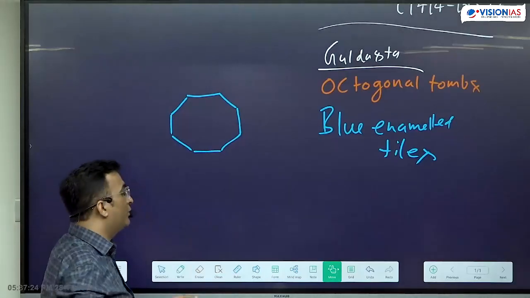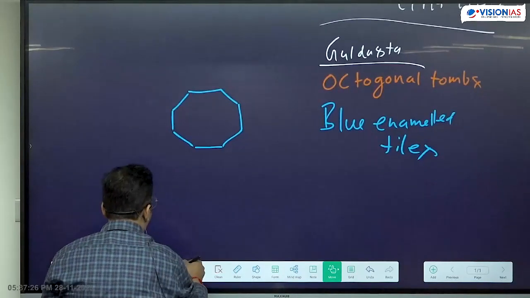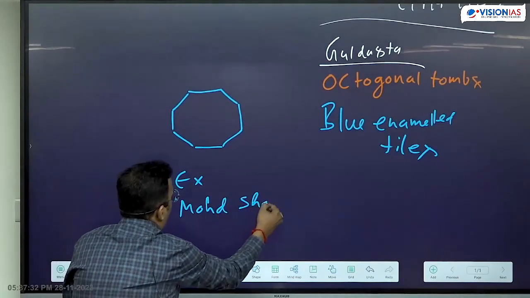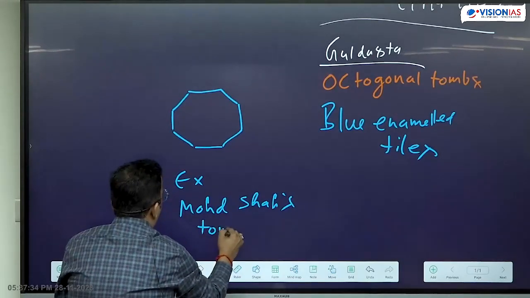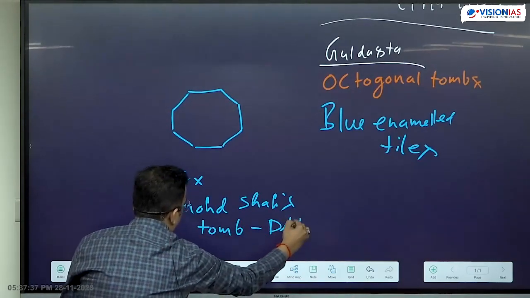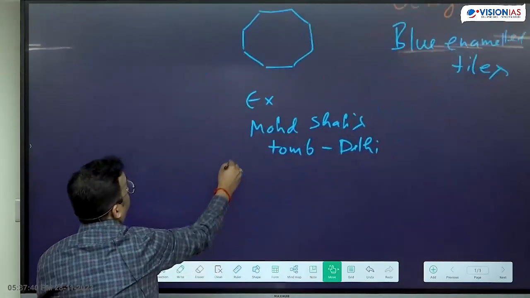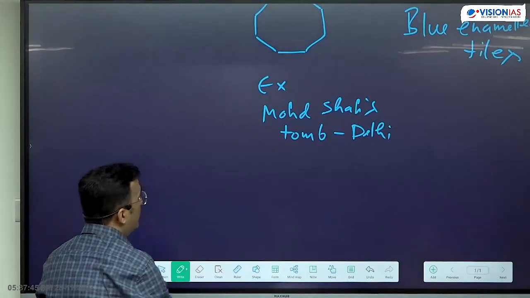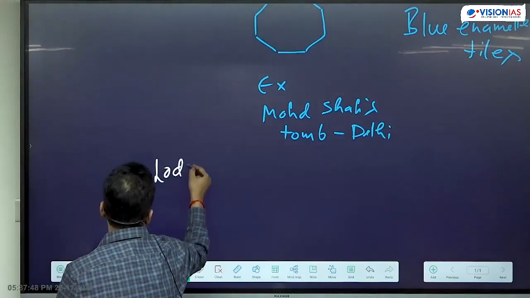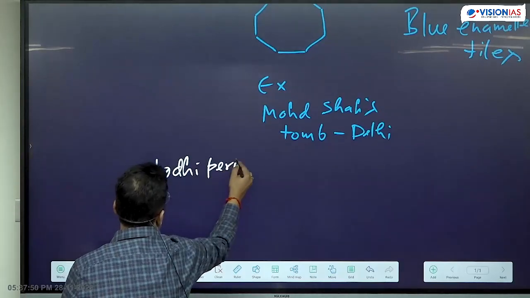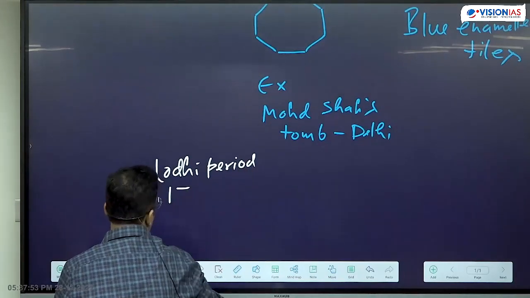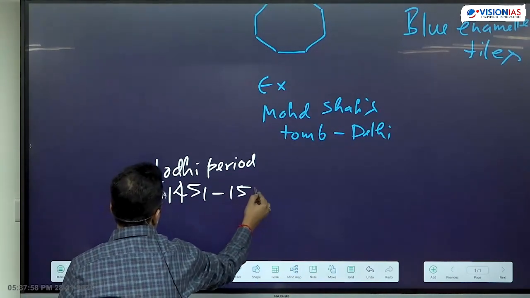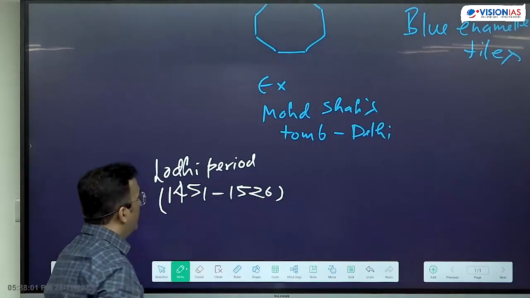So write an example of a building here: Muhammad Shah's tomb in Delhi. Then the last one you write, Lodhi period, 1451 to 1526. This will be the end of the Delhi Sultanate.